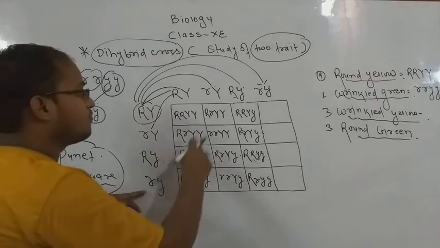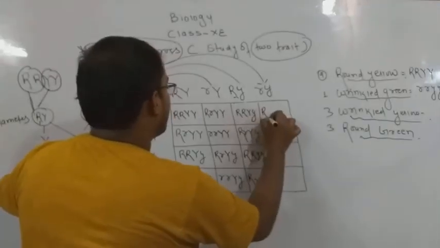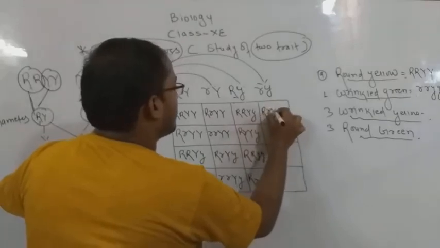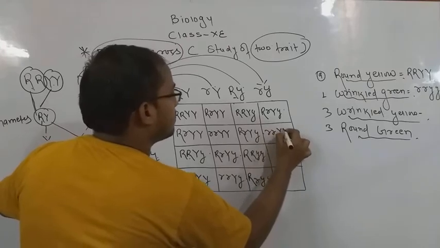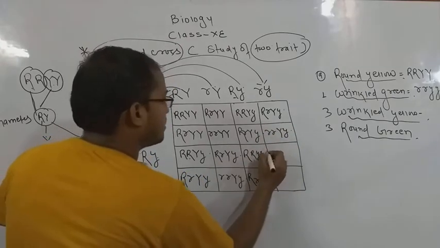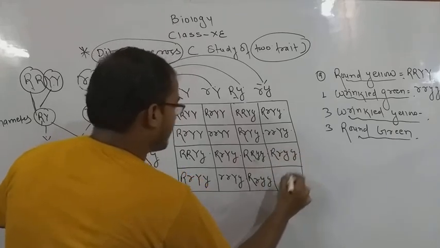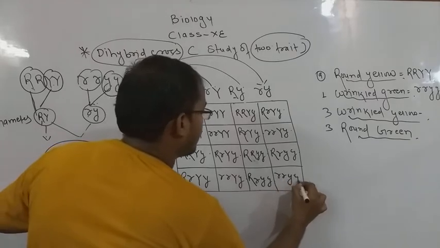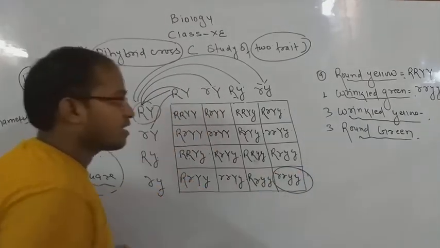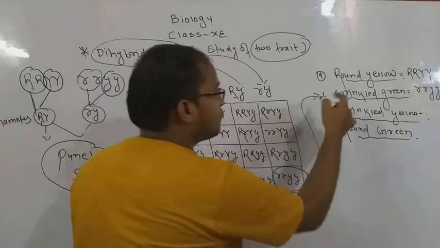After that we are going to discuss the last one: capital R and small r, capital Y, small y. Next, capital R, capital R, capital Y, small y. Next, capital R, small r, both small y. And next, RR and YY. So this is the contrasting character of wrinkled green. Okay, so here wrinkled green comes in for the first time.